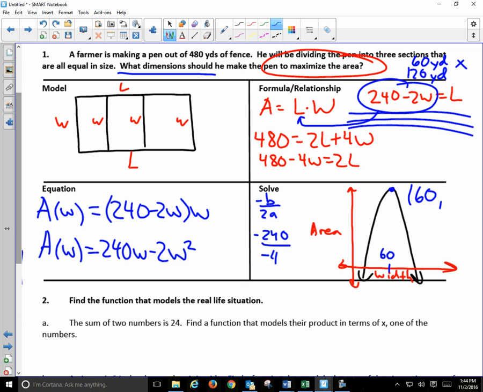Have I determined what the actual maximum area is? No, the question's not asking for that. If I want to know maximum area, I could do one of 2 things. I could take this 60 and plug it in, and that would tell me the area. Or I could take my end result, multiply those together, and I would get the area that way. Okay? See that? See the organization?